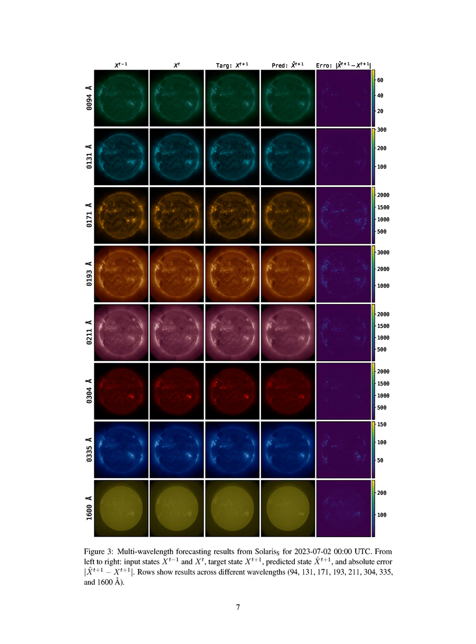Additionally, Solaris successfully addressed the challenge of uneven data availability, particularly for the 1700A wavelength, by leveraging knowledge from well-represented wavelengths to enhance forecasting accuracy for this sparsely observed wavelength. The model's ability to outperform a task-specific model trained from scratch in just 25 fine-tuning steps further highlights its adaptability and efficiency in handling data limitations in solar physics research.